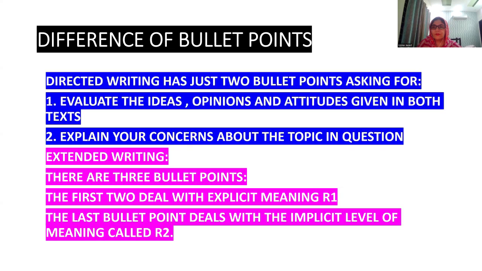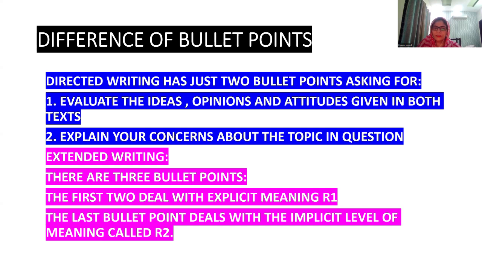Now let's look at the difference of bullet points. In directed writing, there are just two bullet points. The first asks for the evaluation of ideas, opinions and attitudes given in both texts, whereas the second bullet point demands: explain your concerns about the topic in question. In extended writing, there will be 100% three bullet points. And what will they be asking? The first bullet point deals with the explicit meaning of things, and this is called R1.